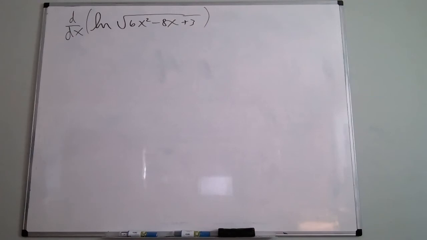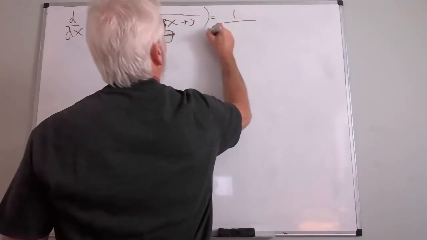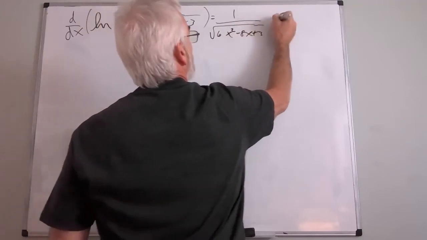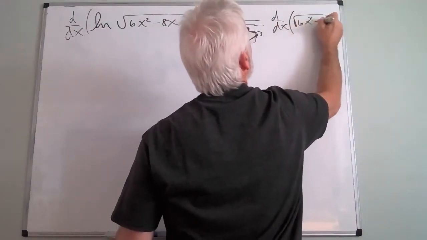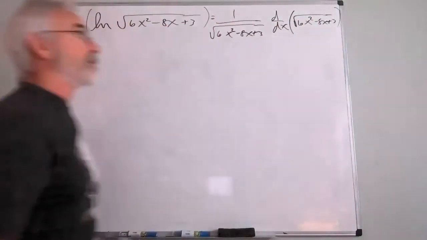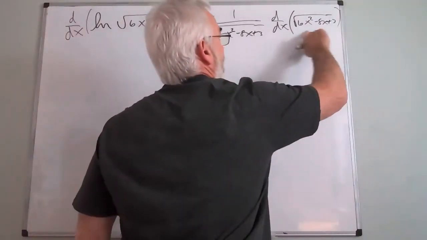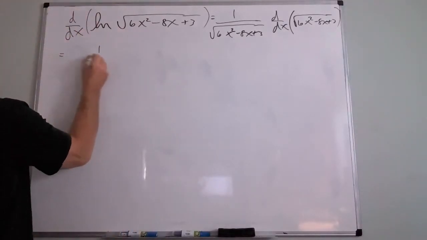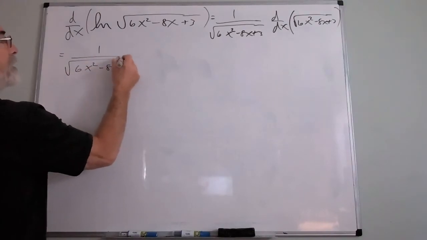All right, so what do I do? Well, first thing is we're going to write this as 1 over the square root of 6x squared minus 8x plus 3 times the derivative of the square root of 6x squared minus 8x plus 3. All right, this is absolutely correct. The derivative of log of thing is 1 over thing times derivative of thing. Well, obviously, I'm going to want to make that an exponent of 1/2. That'll make it a little easier to interpret. So this is 1 over the square root of 6x squared minus 8x plus 3.